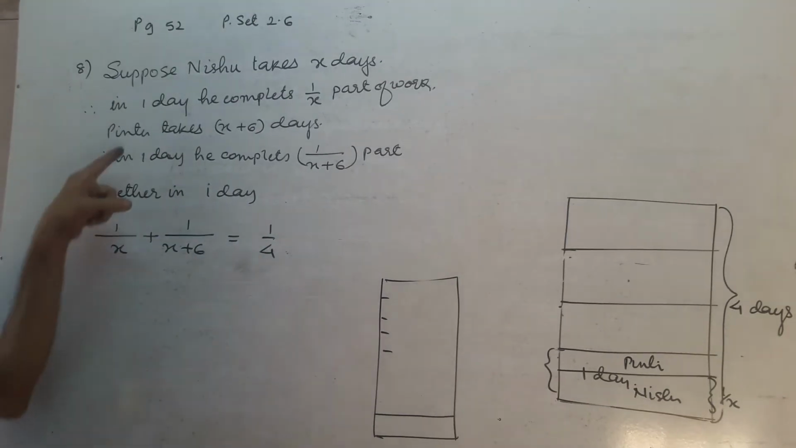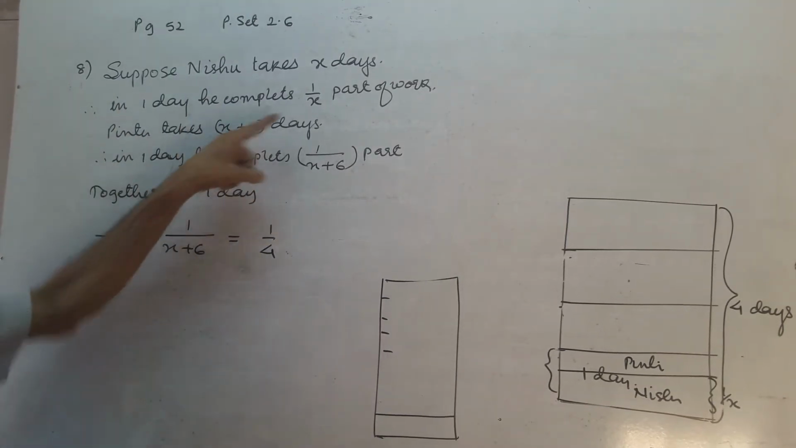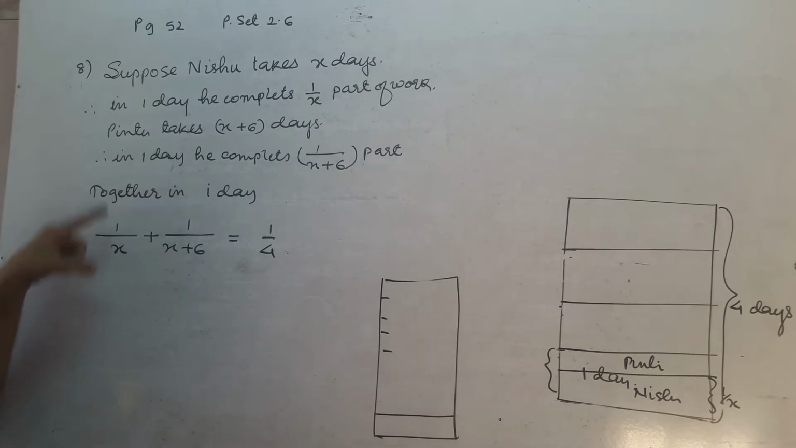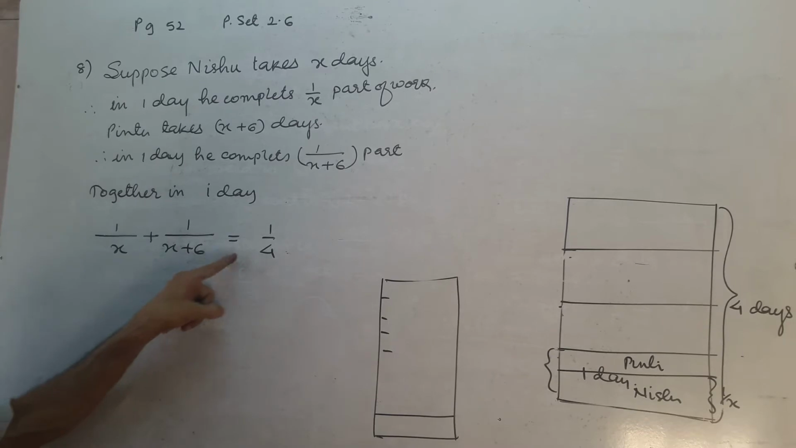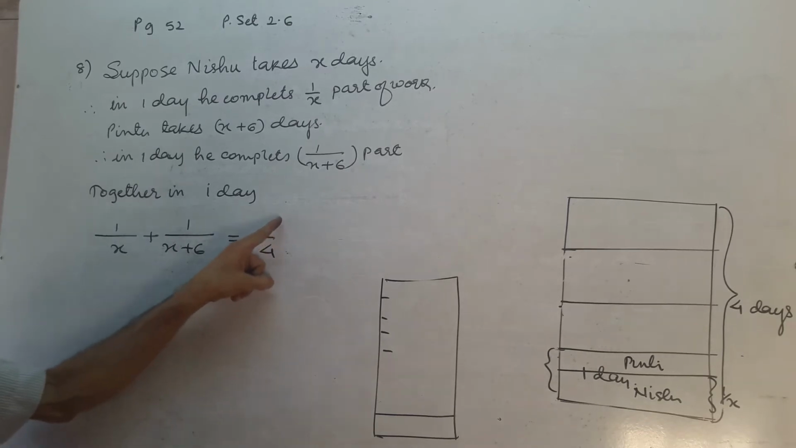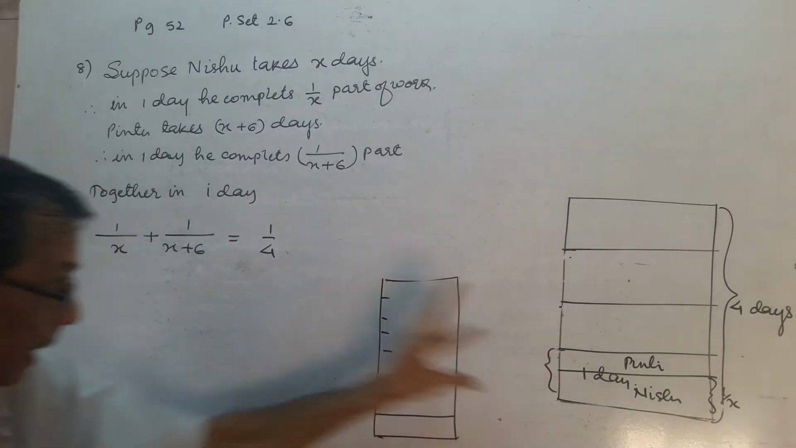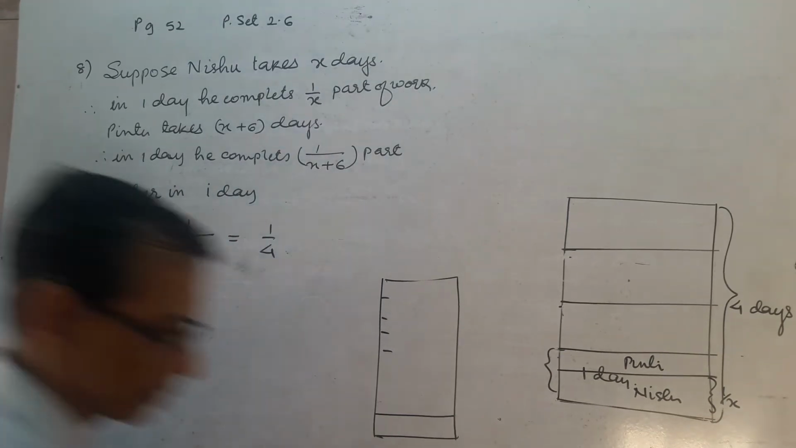And therefore, Nishu completes 1 upon X in 1 day, Pintu completes 1 upon X plus 6 in 1 day, and together they take 4 days, means they complete 1 upon 4th part in a day. And this is the equation we get. Now let us solve this equation.